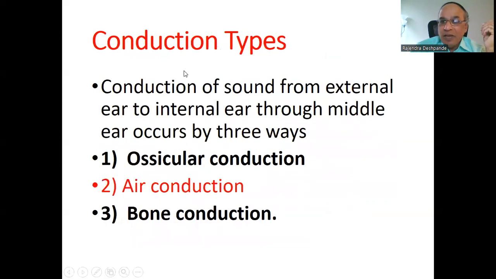Conduction types. Conduction of sound from the external ear to the inner ear through the middle ear, there are three ways. Number one, ossicular conduction, air conduction, and bone conduction. Why double? This is from the external, this is from the inner. No. Ossicular means middle ear bones, and bone conduction here is from the external. This is the mastoid bone.